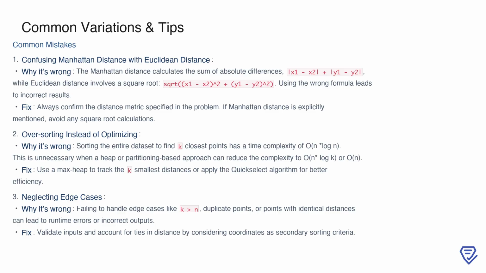Lastly, don't overlook edge cases. For example, if k is greater than the number of points, or if there are duplicate points or identical distances, these scenarios can cause runtime errors if not handled properly. Make sure to validate inputs and use secondary criteria for sorting when distances tie, such as the coordinates themselves.